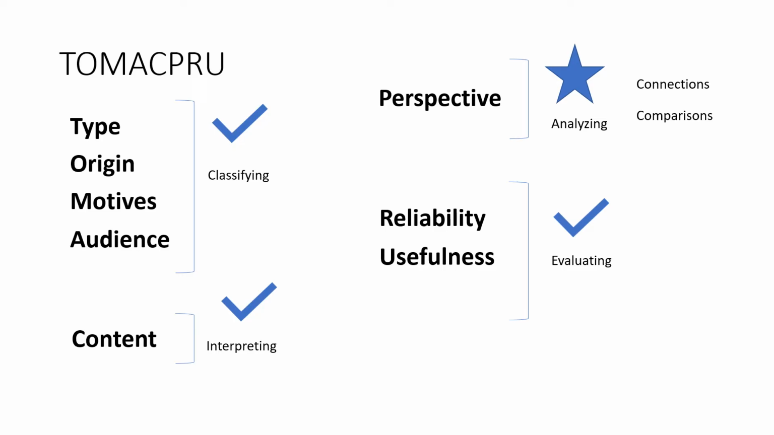Here we see the acronym TOMACPRU. It's just a really good acronym for fleshing out everything we need about a source. You have previously classified source. You identified the type of the source. Was it a political cartoon, a poster, a photo, a quote? You identified the origin. Was it primary, created in the moment, or was it secondary, a comment on the issue or events or movements or school of thought?